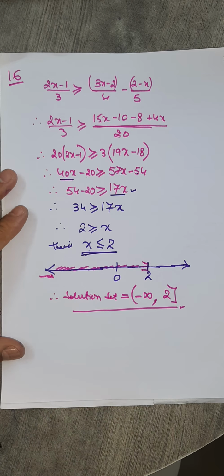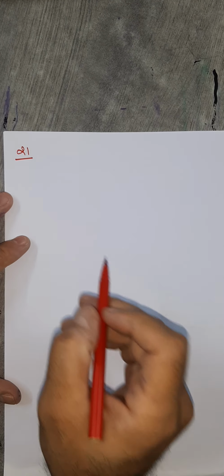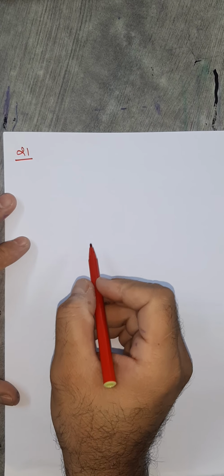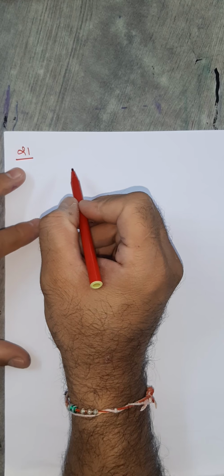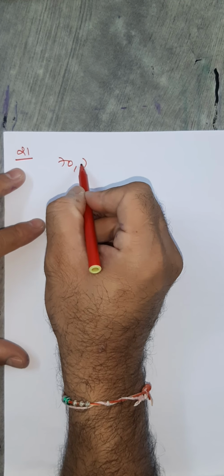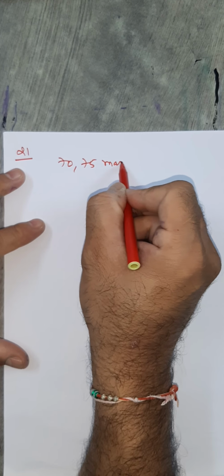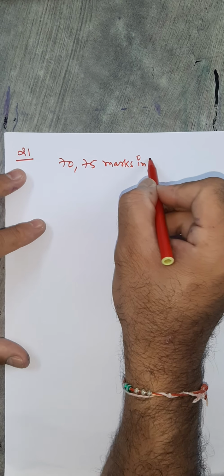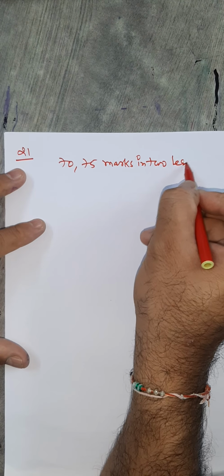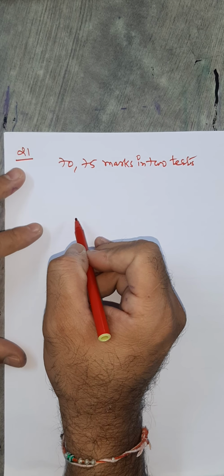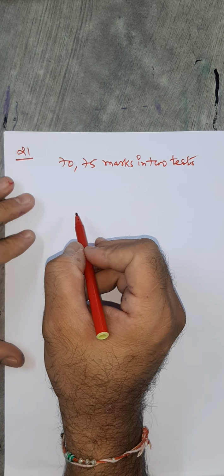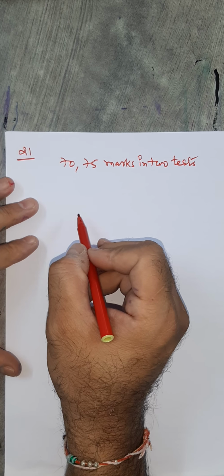I'll go to question number 21. Question number 21, as I told you, Ravi obtained 70 marks and 75 marks in the first two unit tests. So 70 and 75 marks in two tests. You know here, that's given. Find the minimum marks he should get in the third unit test.